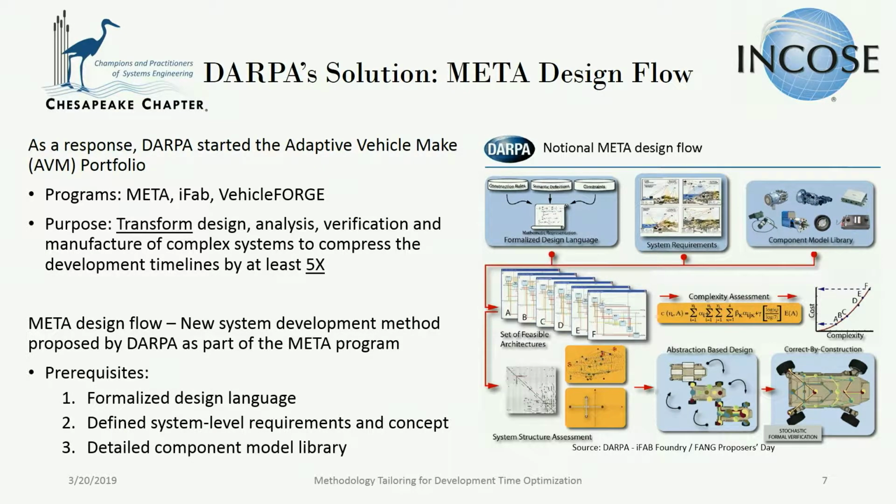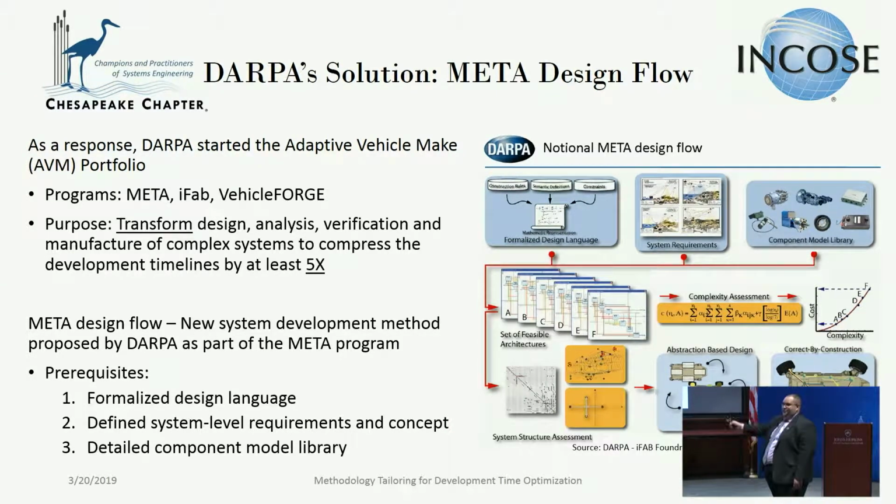Those arrows represent 3 very important prerequisites of the Meta design flow to even get started. And those are a formalized design language, which today we recognize as SysML and those kinds of things. Define system level requirements and concept. So all of your very early systems engineering products had to be defined beforehand. And then, and this is the very ugly one that we'll probably talk a lot about, a detailed component model library, already defined to very detailed levels.